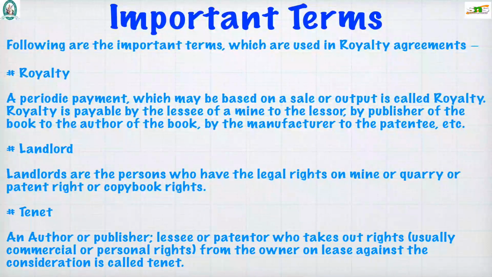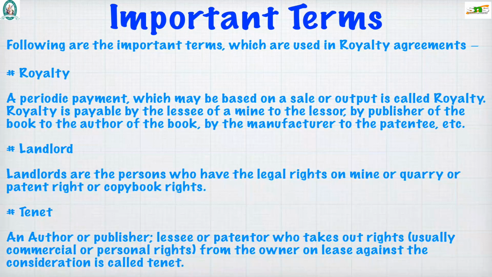Important terms of royalty. The following are the important terms which are used in a royalty agreement. The first one is royalty. A periodic payment which may be based on a sale or output is called royalty. Royalty is payable by the lessee of a mine to the lessor, by the publisher of the book to the author of the book, by the manufacturer to the patentee, etc.